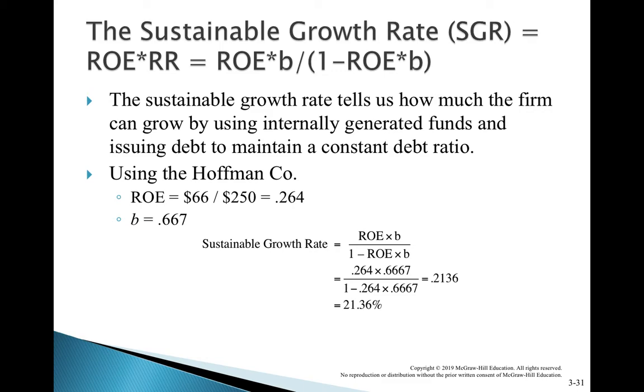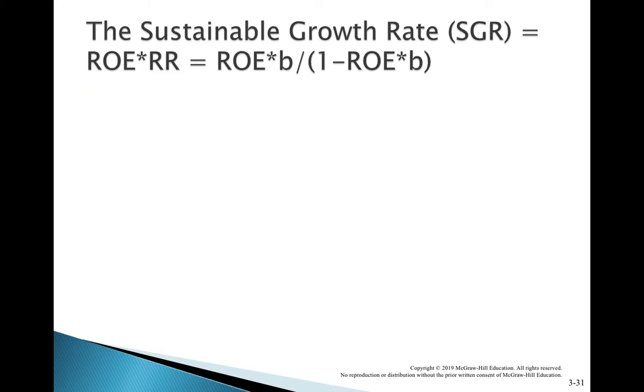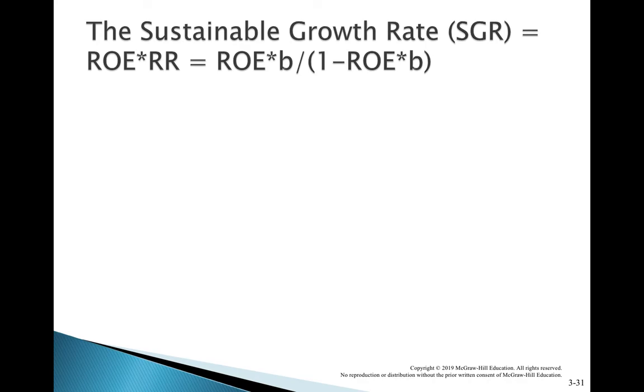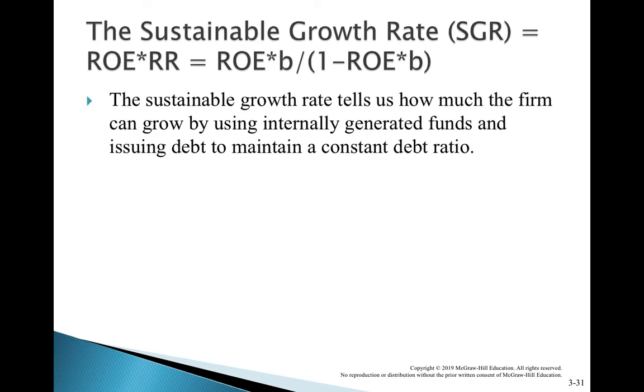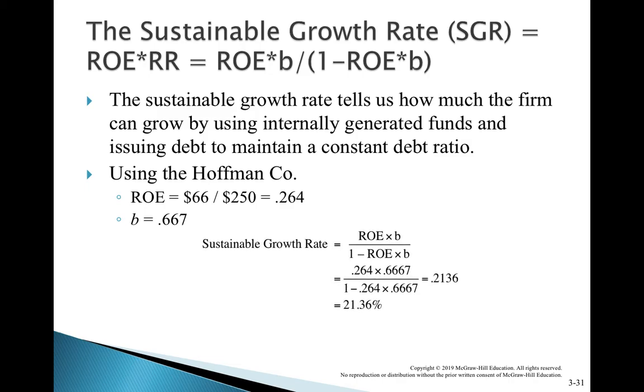The SGR is 21.36%. The IGR is 9.65%. If the company wants to grow at the IGR, or internal growth rate, it need not depend on outside funding, outside financing. It is self-sufficient. If it wants to grow faster at the sustainable growth rate, then we use the formula ROE into B divided by 1 minus ROE into B, and it comes to 21.36%.